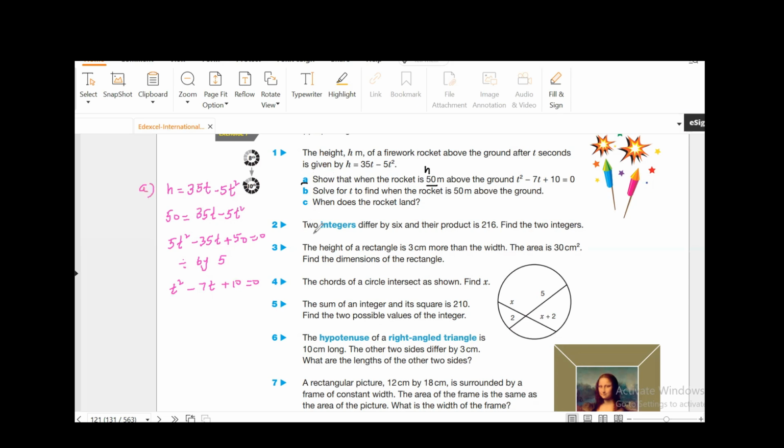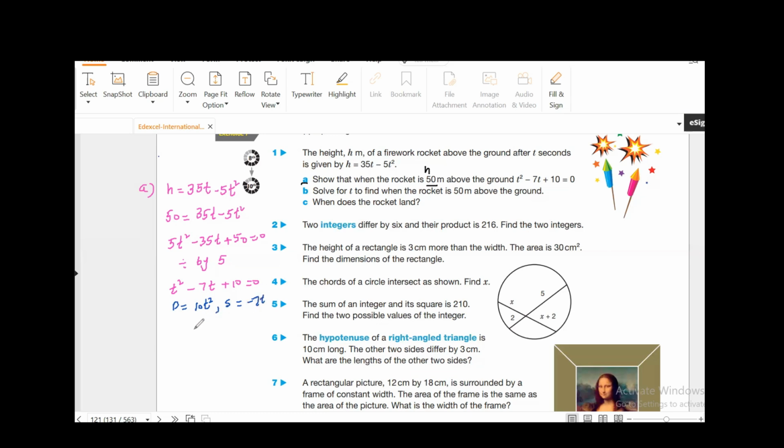Then they want us to solve for t to find when the rocket is 50 meters above the ground, which means they want the values of t. Remember that we have different methods to solve quadratic equations: factorization, completing the square, as well as the quadratic formula. First we will think about factorization. The product is 10, and we need two numbers which multiply to give 10 and add to give 7. So my product is 10t squared and the sum is 7t.